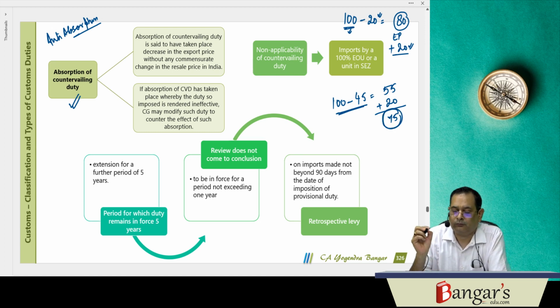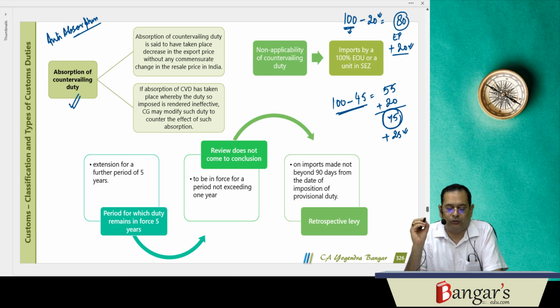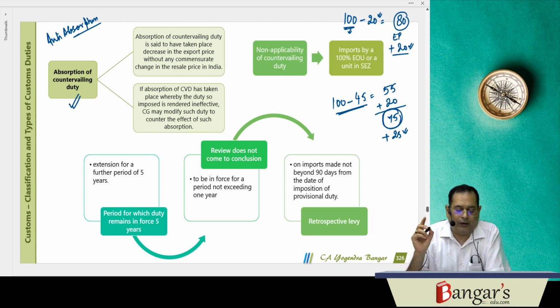Instead of 100, the price works out to be 75. So we will still further levy 25 duty, that is anti-absorption provisions. Absorption of countervailing duty is said to have taken place in case a decrease in the export price is there without any commensurate change in the resale price in India.